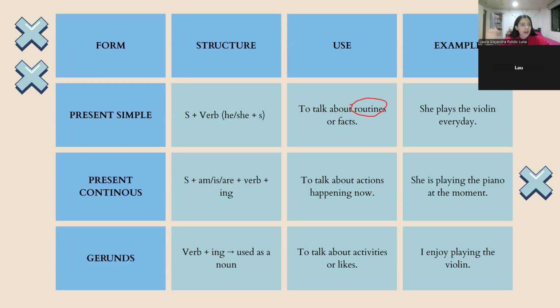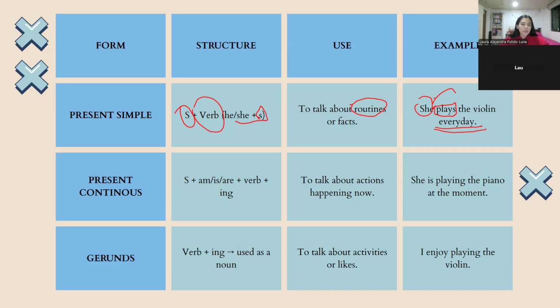Every Wednesday I am teaching. So I teach every Wednesday is to talk about routines. For example, she plays the violin every day. So it is a routine. And the structure is subject, verb, and the complement, okay? And remember that the verb for the third person of the singular always has the S.